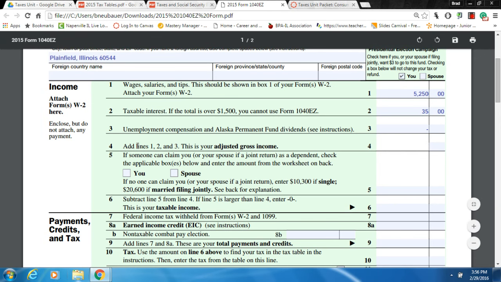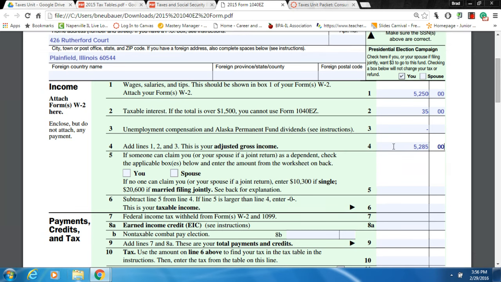So now line 4 tells you to add lines 1, 2, and 3, and that's your adjusted gross income. So that should be $5,285. So that is his income. That's how much money Joseph K. Red made during 2015. That's his adjusted gross income.